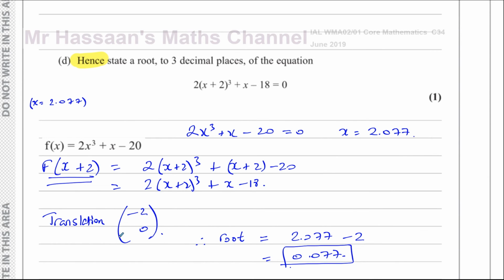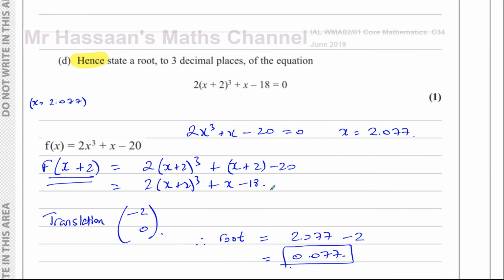So it's linked to transformations of functions, right? So it's very important for you to be able to recognize what's happened here. There's only a horizontal translation, no vertical translations. So all the x values, you subtract 2 from them when you have something like this. Remember, inside the function, you do the opposite. So the answer here is that the root is 0.077.